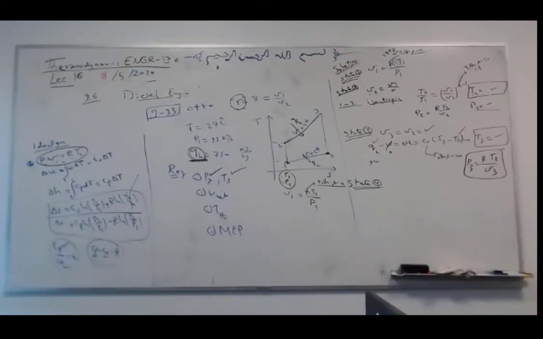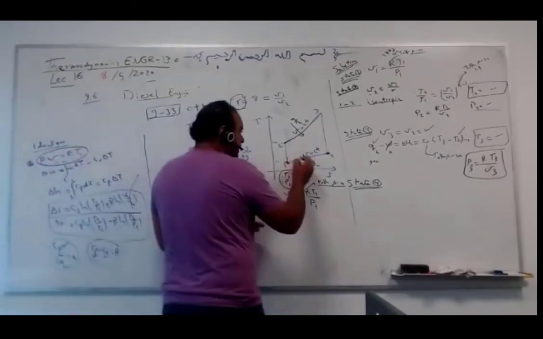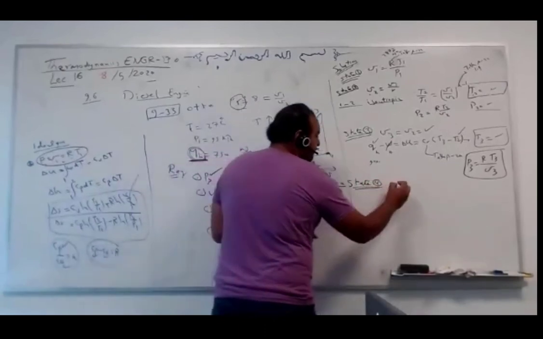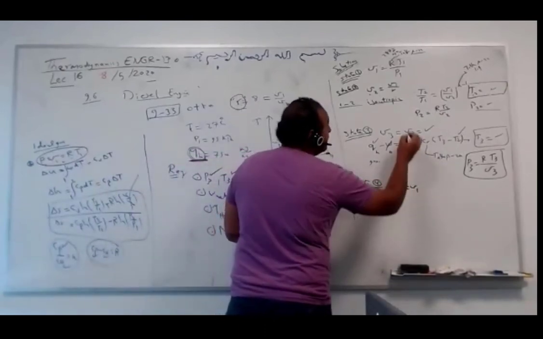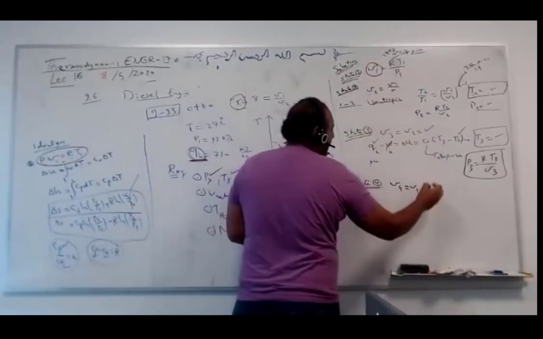Guys, what do I know about state 4, please? Between 1 and 4, it is constant volume. Between 3 and 4, it is isentropic. From these two pieces of information, I can get everything at state 4. Between 1 and 4, V is constant, which means V4 equals V1. So I have V4.